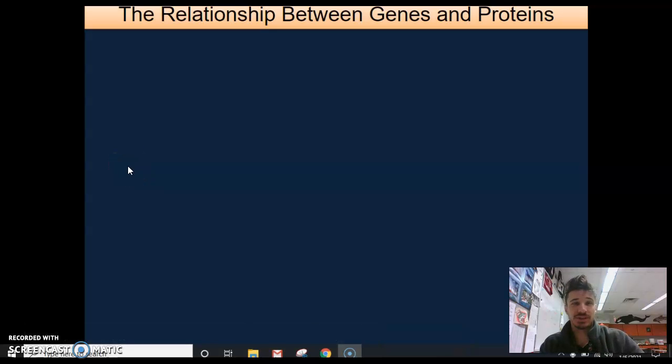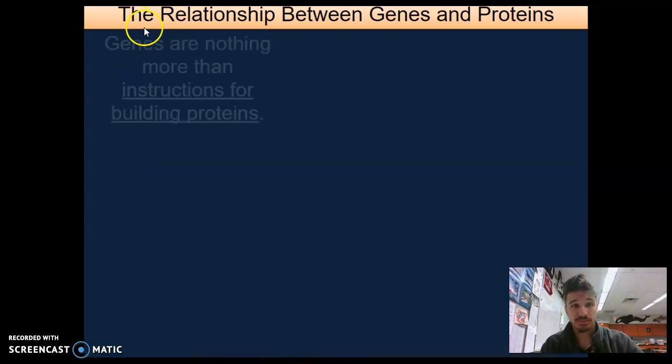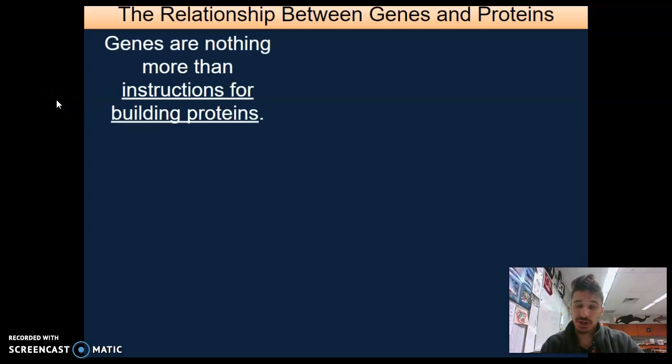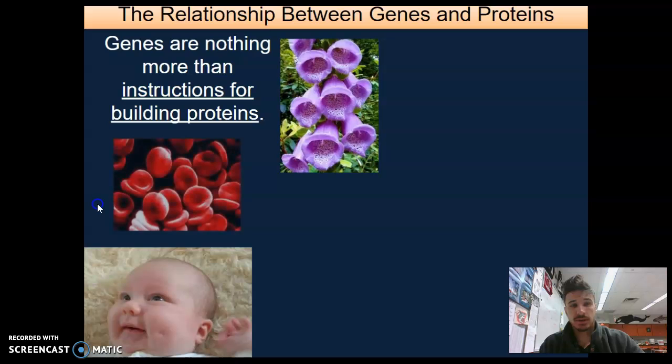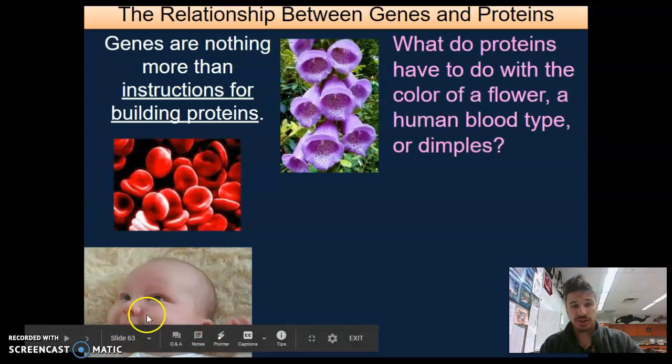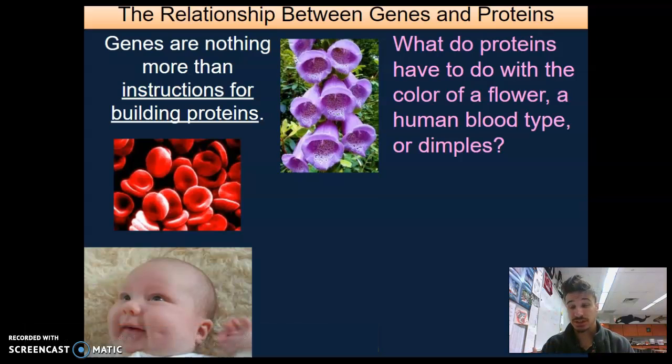Alright, ladies and gentlemen, in this last screencast for Unit 5.5 Protein Synthesis, we're going to talk about the relationship between genes and proteins. So, genes are nothing more than instructions for building proteins, like blueprints, really. And all of these things that you see pictured here, the baby, the blood cells, and the flowers, are all comprised of genes at their genetic base, in their DNA.